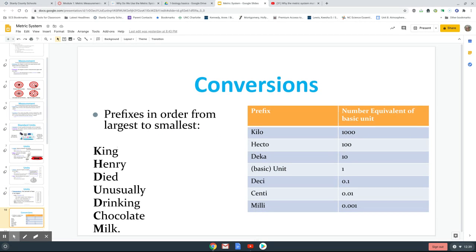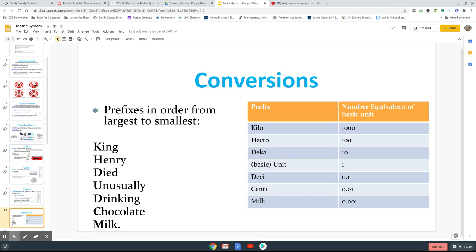Now, in one of the videos you're going to watch, you're going to see a different little saying than this. This is one of the sayings: King Henry died unusually drinking chocolate milk. It lets you know what the prefixes are. K is for kilo, H is for hecto, D is for deca. Sometimes deca is DK or DA.